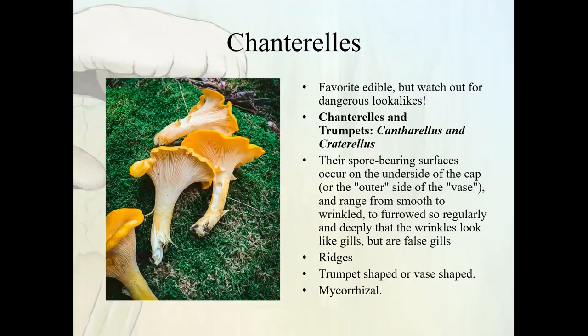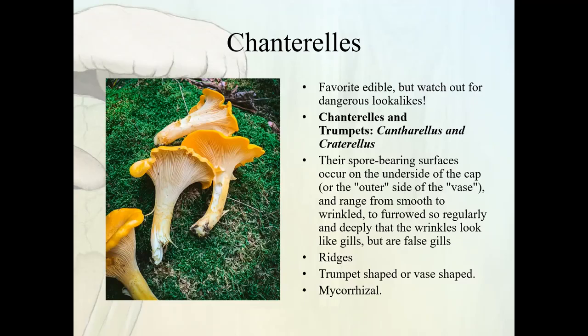Okay, everybody's favorite edibles, chanterelles. I haven't seen any in Texas. I've seen them in Washington State and California. They're more of a springtime mushroom. Probably we'd see them in East Texas, maybe, or even here in the Metroplex. Oh, even here. Okay. So, favorite edible. We're going to talk a little bit later about lookalikes. You just want to make sure it is a chanterelle and not something else.